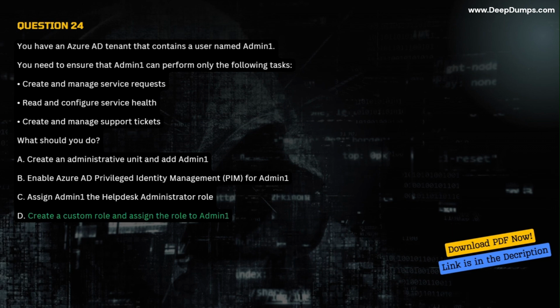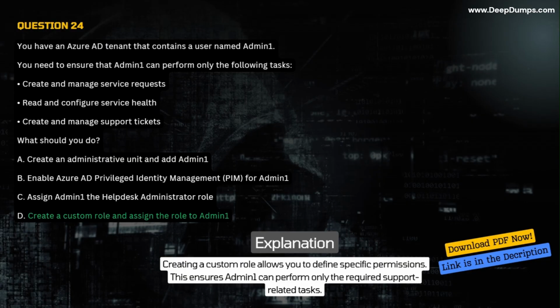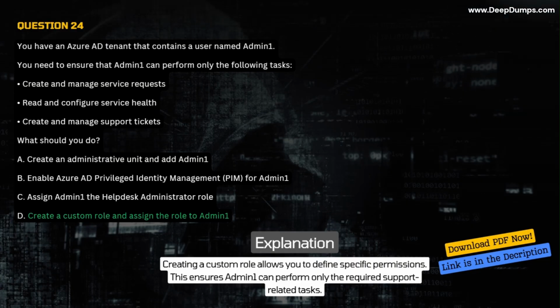Correct answer D. Create a custom role and assign the role to Admin1. Explanation. Creating a custom role allows you to define specific permissions. This ensures Admin1 can perform only the required support-related tasks.